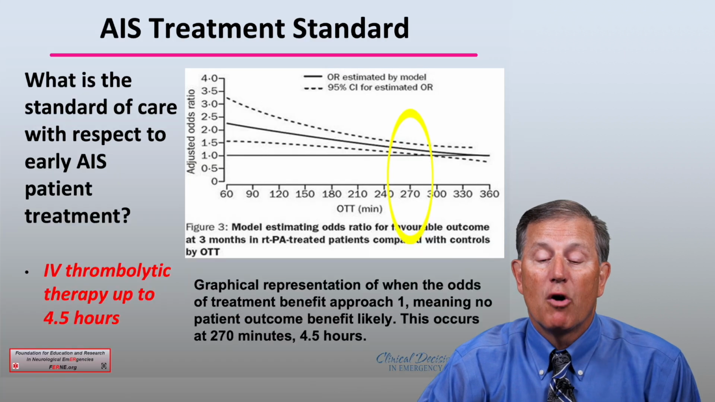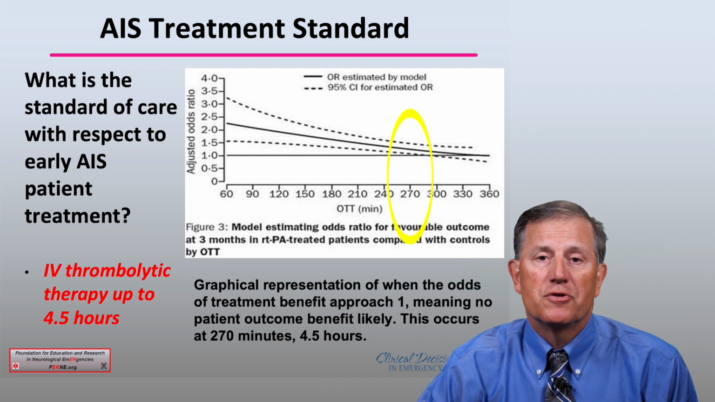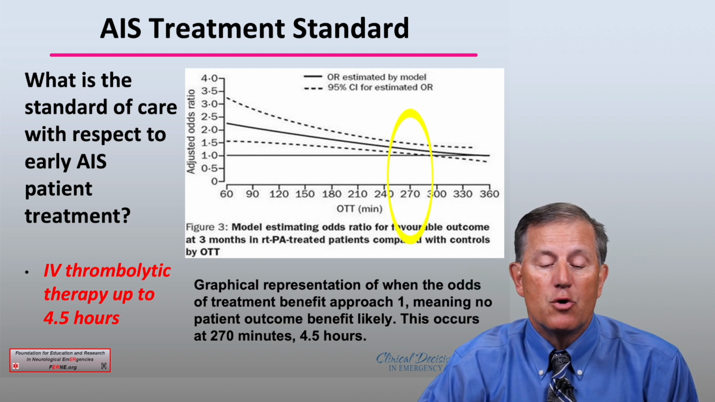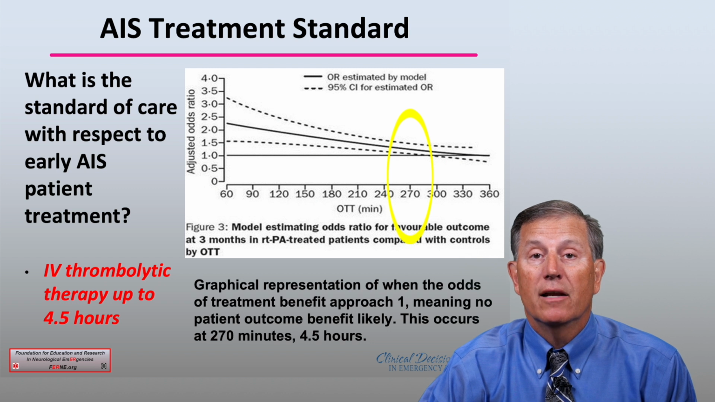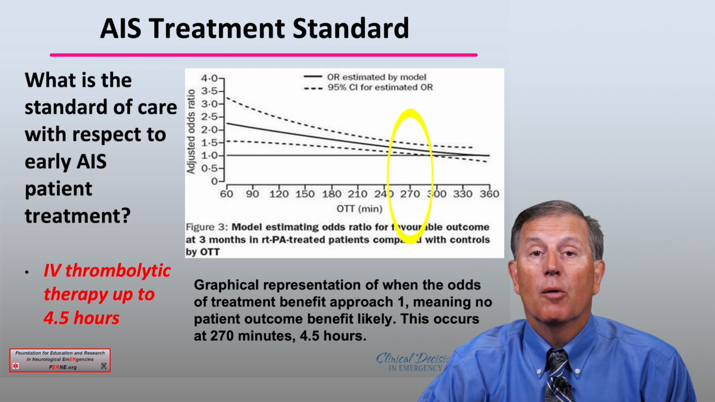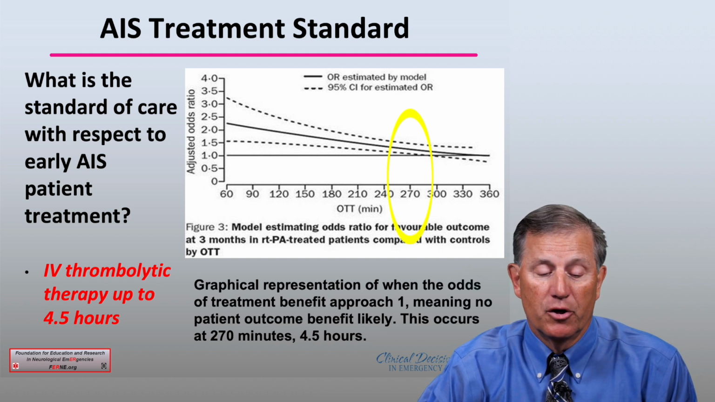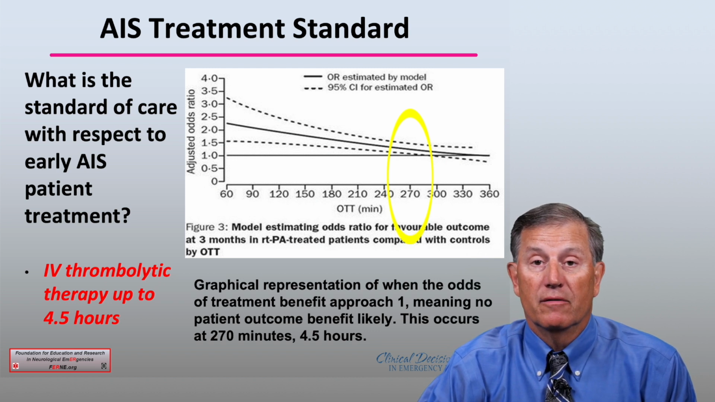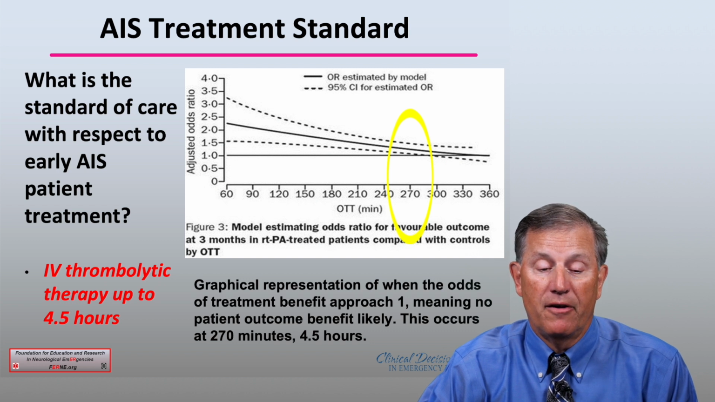So what is our stroke treatment standard? Well, the most commonly understood and well-practiced standard is the use of IV thrombolytic therapy up to 4.5 hours following the stroke onset or ictus. Here is a graphical representation of when the odds of treatment benefit approaches 1, meaning no benefit is likely to occur with the use of IV thrombolytic therapy. This occurs where the 95% confidence interval around this graph crosses 1 at 270 minutes or 4.5 hours, hence the 4.5 hour therapy marker for IV thrombolytic therapy.